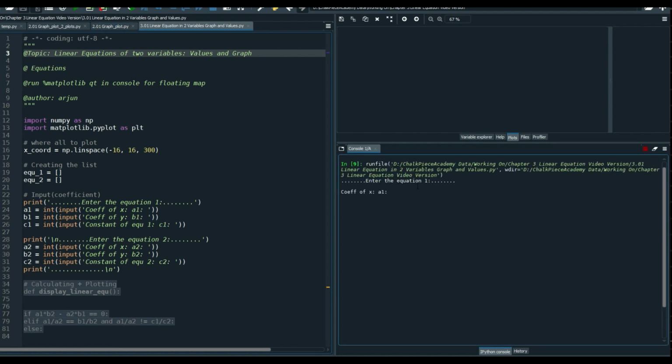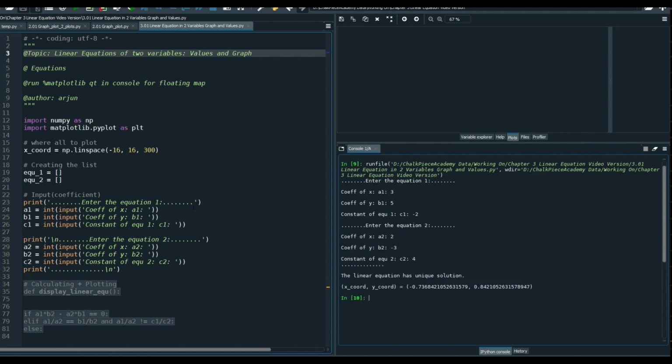Right, enter equation 1's coefficient of x, that is a1. So we are plotting two lines over here because the chapter deals with linear equations, not equation. So we'll have to give two inputs, some random values, and again some random values. Okay, so we have the graph.